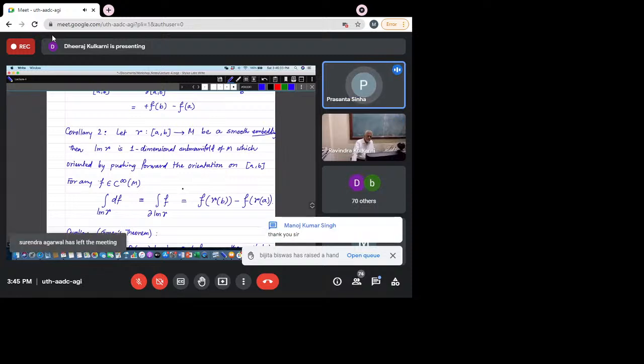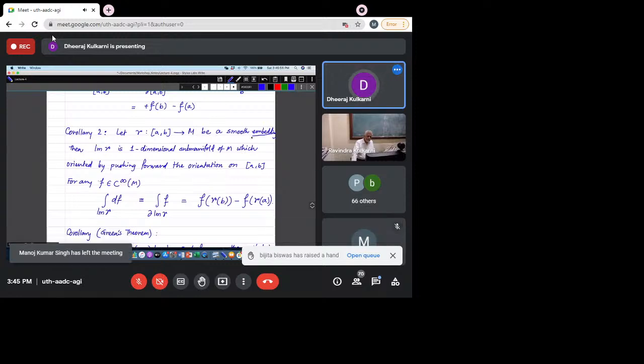The image of R is a one-dimensional manifold of M. Is there any role of the closed interval [a,b]? Instead of a closed interval, if we take a rectangle, square, or cube, can you say something about the dimension of the image? Yes, you can say that the dimension of the domain gets preserved because you are assuming you are working with a smooth embedding.